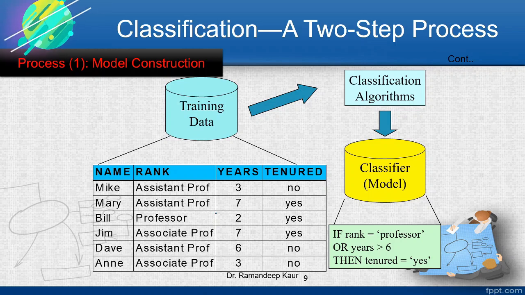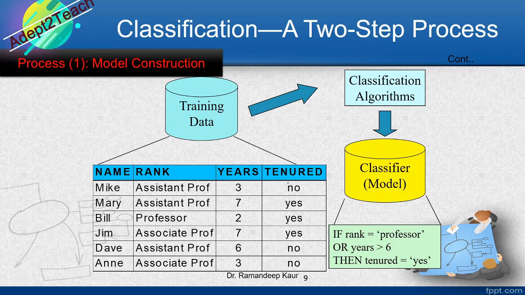So first we will see how we construct a model. Now let's say we have a training data set, and this training data set comprises name, then rank, then years and tenured. So the rank is, let's say, assistant professor, professor, associate professor, and so on. We have different names, different years of experience, and whether their tenure is over or not. So next we will provide this data set.